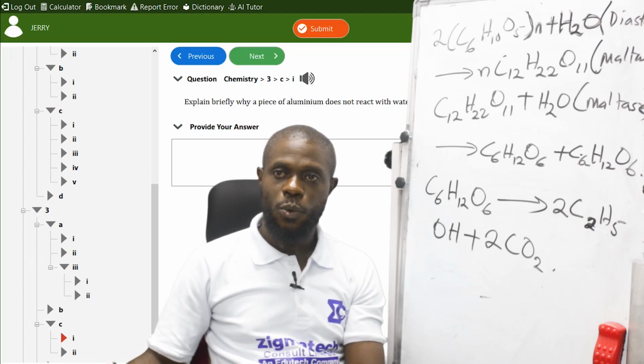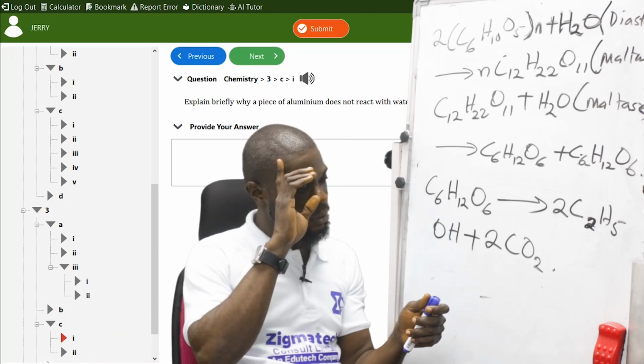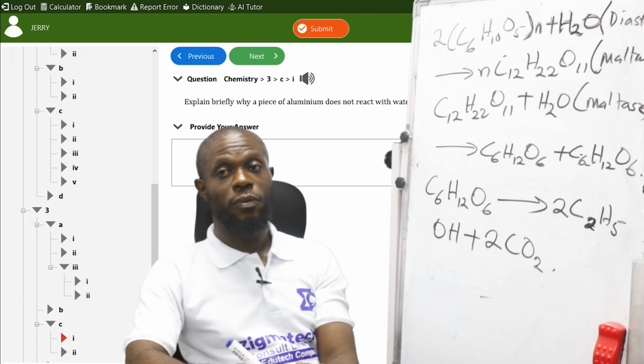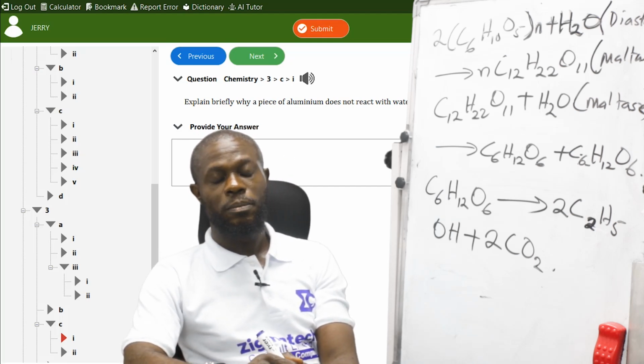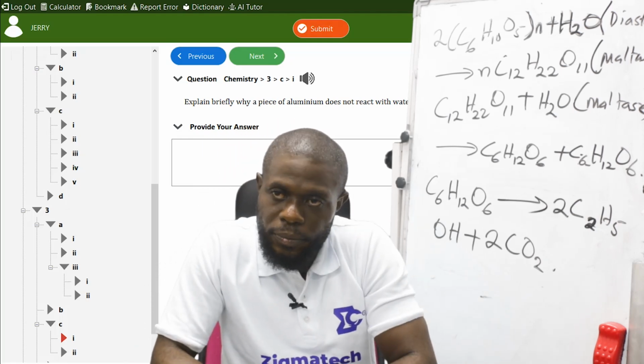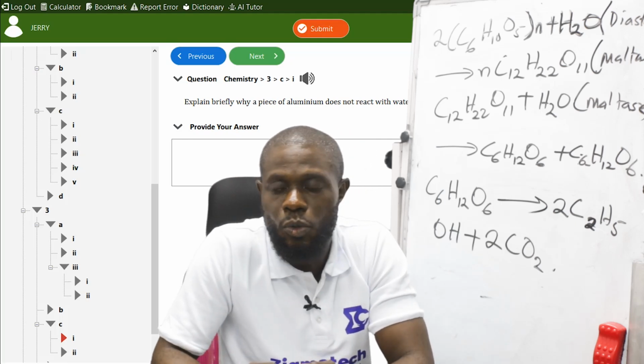So the next one, explain briefly why a piece of aluminum does not react with water. Why a piece of aluminum does not react with water. It is the same thing why it is being used to prevent corrosion. It's almost the same thing. So it's because it creates an oxide film that does not react to water.